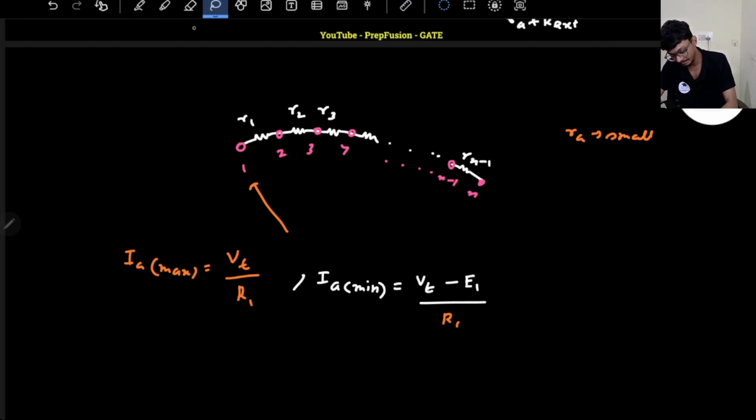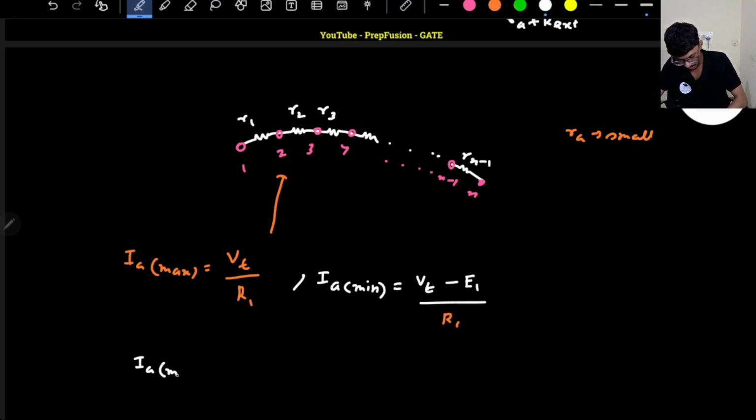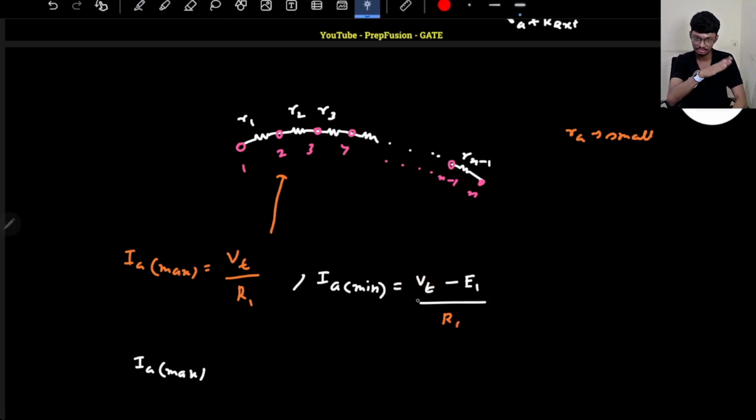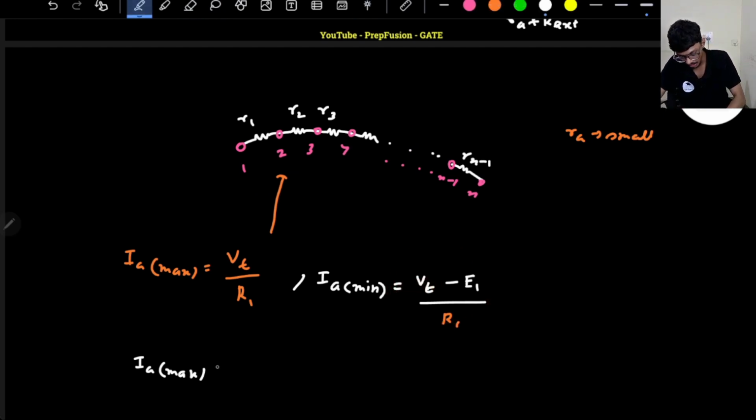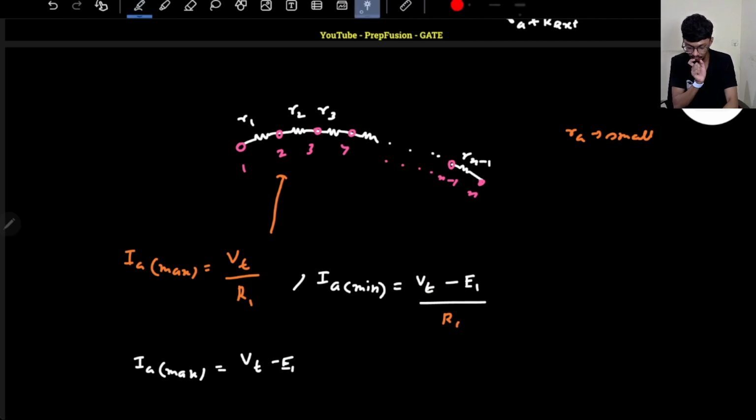Now in the next step, when I am in position 2, what will be IA maximum? As soon as it reached the minimum, I switched my pointer to position 2. So now the IA maximum will again be Vt minus E1, because as soon as it reached speed N1, I moved my pointer to position 2. The speed will not change instantaneously, so the back EMF also will be the same.